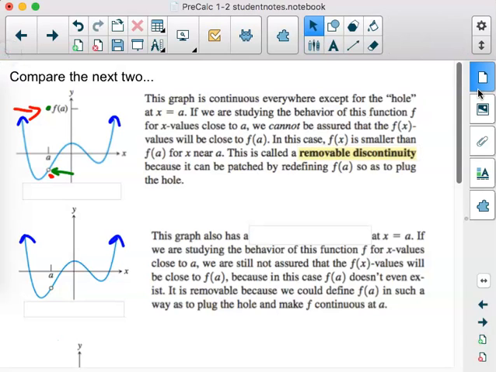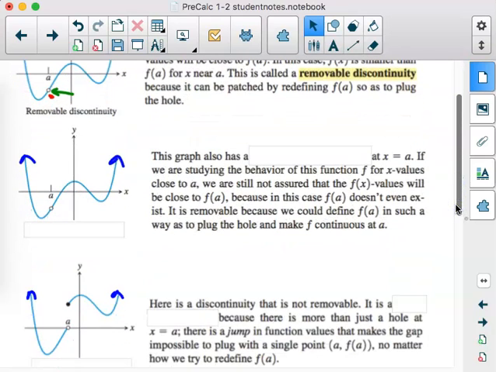This is called a removable discontinuity. How is it removable? Well, if we just fill in the hole, we tell people, hey, you know what? At a, make it this. And we can plug that hole up. So if we have a hole that we can just define a domain for, then we can say it has a removable discontinuity. And that's what's going on here. So this one is removable because it's a hole. All we're going to do is fill that little hole, and we could get rid of that discontinuity.